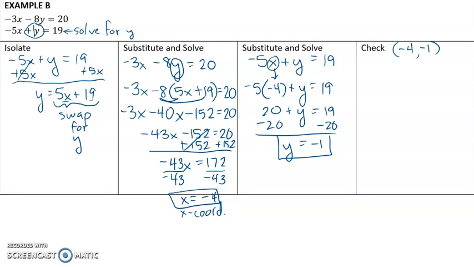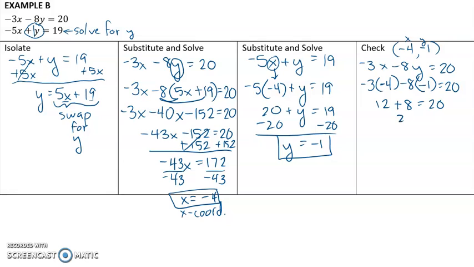And now we're going to check. We're going to see, does that make both equations true? So negative 3x minus 8y equals 20. We're going to plug in x and y with negative 4 and negative 1. So negative 3 times negative 4 minus 8 times y is negative 1. And we see if that works. So then I get negative 3 times negative 4 is 12. Negative 8 times negative 1 is positive 8. 12 plus 8 is 20. All right, so it works for our first equation, but it has to work for both of them.